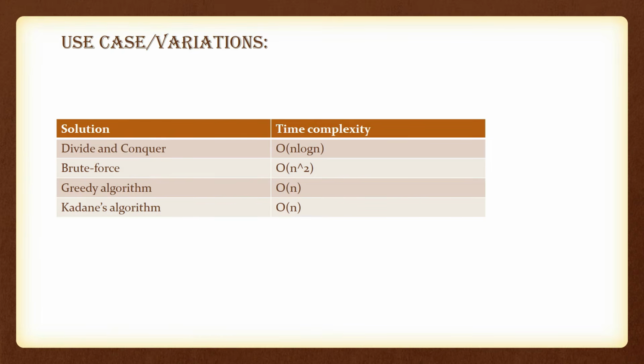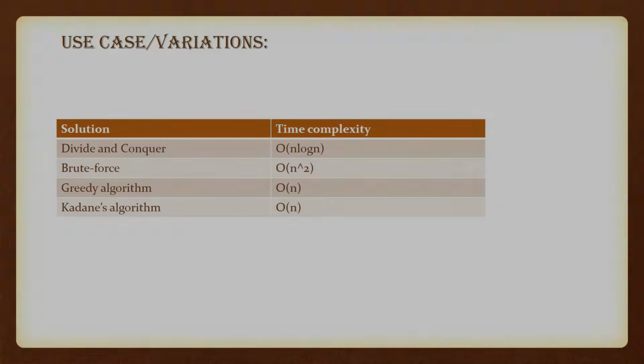We have the time complexity of the different algorithms. First, the divide and conquer algorithm takes order of n log n time. Then the brute force algorithm takes order of n squared time. Then the greedy and Kadane's algorithms take order of n time. We can see that the divide and conquer algorithm takes the least amount of time, which makes it the most efficient for solving the maximum subarray problem. Thank you.